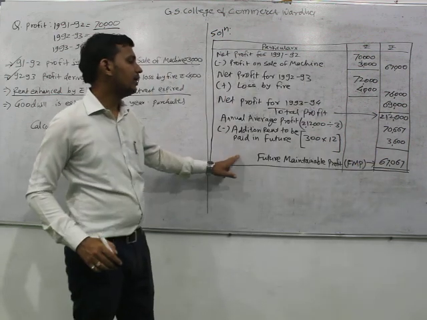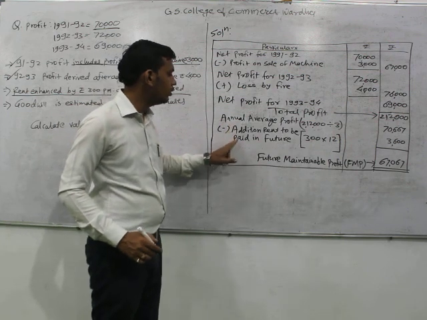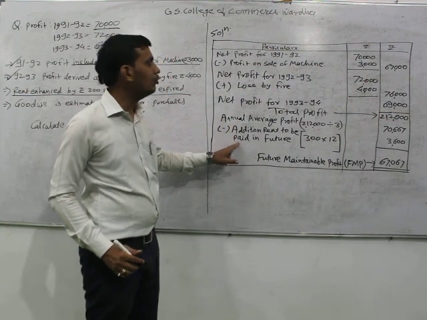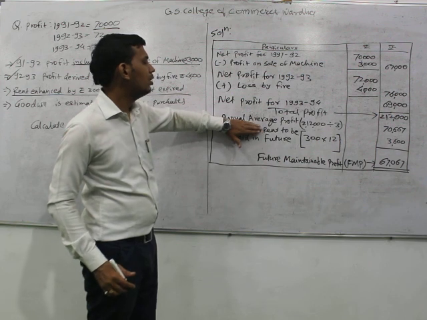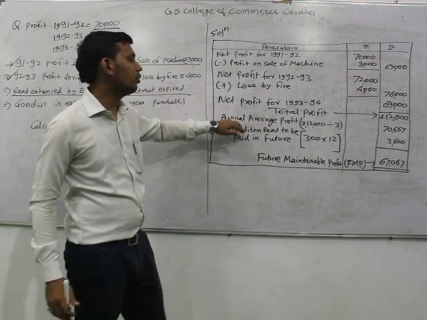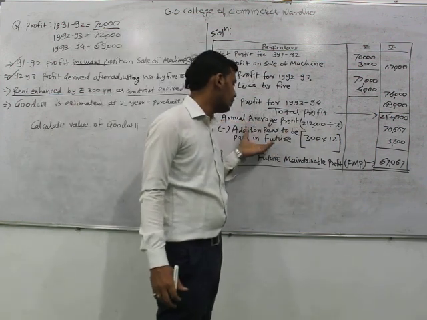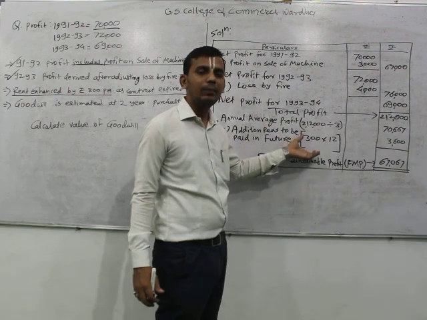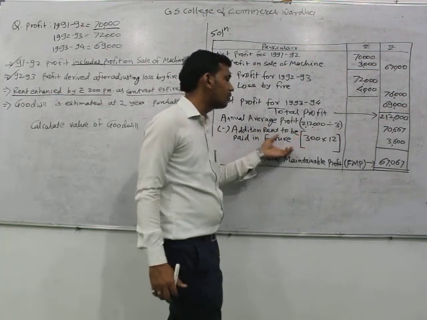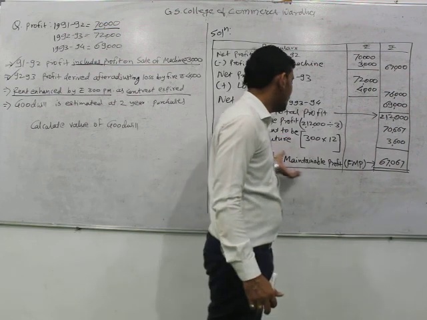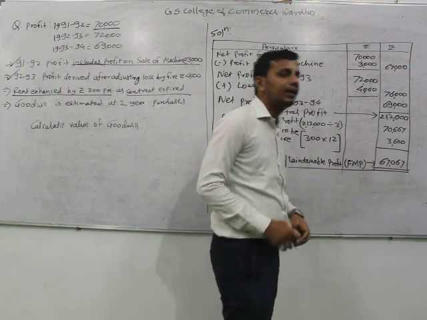Why is it future maintainable profit? Because we have included the additional rent to be paid in future. Suppose this adjustment was not there, then we would calculate on the basis of annual average profit. But as a futuristic expenditure was given to us, we have calculated future maintainable profit.